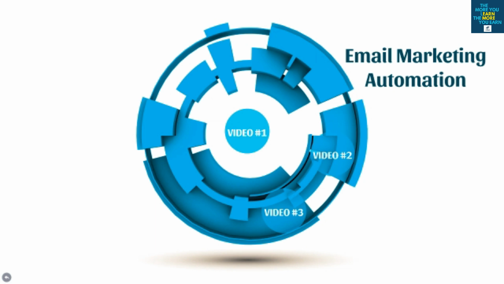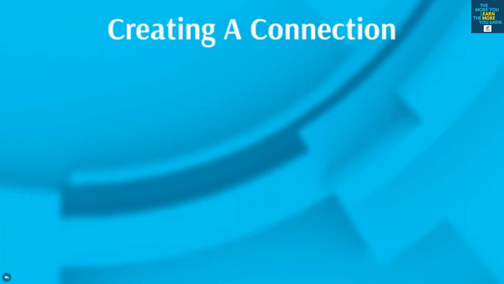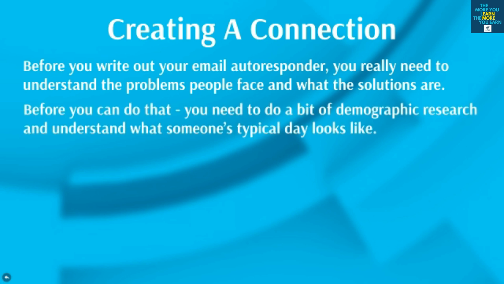Okay, so welcome back. This is video number 3, and we're going to dive straight in and talk about creating a connection. So you kind of got a sneak peek preview of trying to create a connection in the previous video. But before we write out your email autoresponder and of course jump into the technical setup, you really need to understand people's problems, what they face, and what the solutions are. So what I'm going to do in this particular video is to help you figure that out and help you solidify what that really looks like.